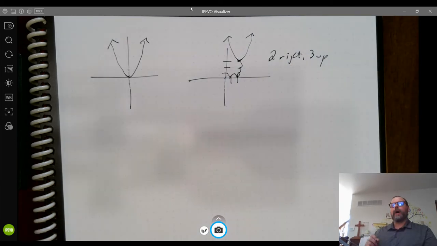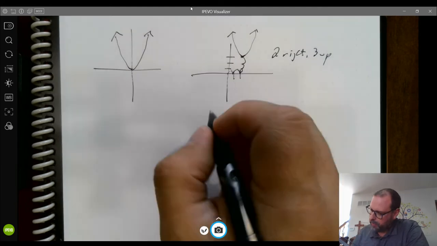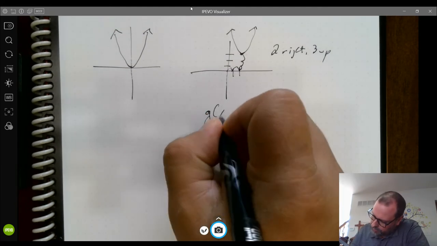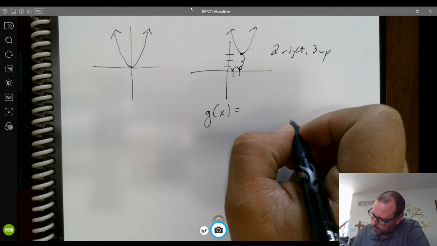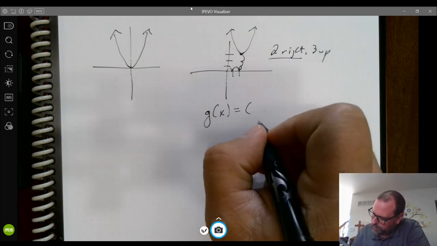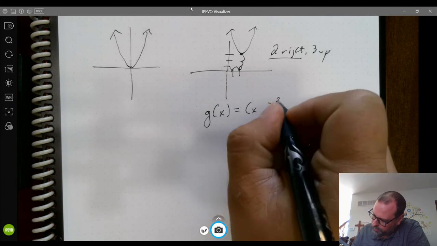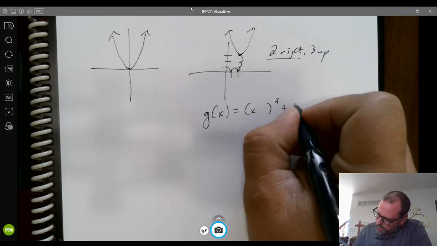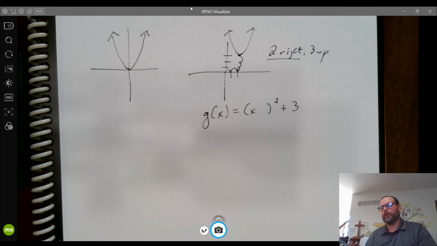I still want to write the function with it, though. So it says 2 right and 3 up, but now I need to write a new function. g of x equals. Because it moved right, I'm going to have something in parentheses that shows a horizontal shift. The up 3, I'm going to put plus 3. So notice I skipped what's in the parentheses right now. I'm going to go back to it.